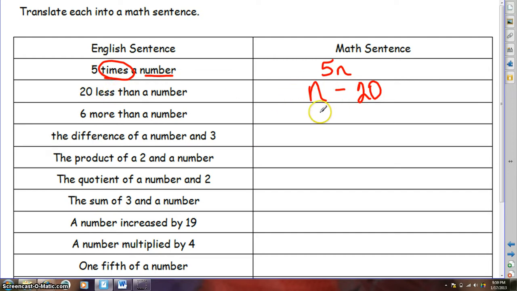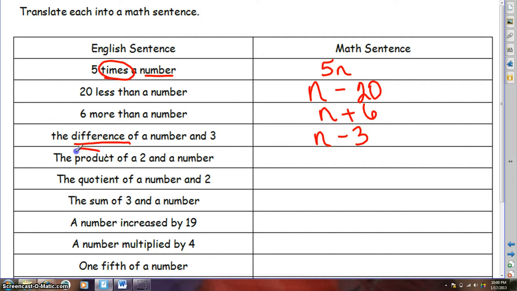6 more than a number means we started with our number. More than means we're going to increase, so we're going to add on 6. The word difference means to subtract. So the difference of a number, we don't know what it is, so we call that our variable, minus 3.